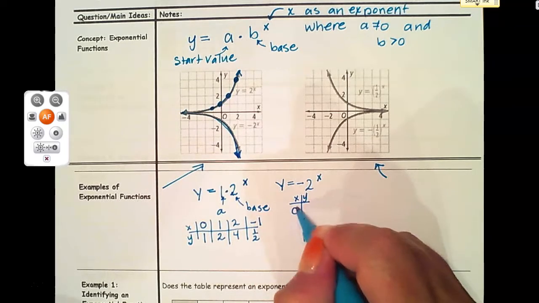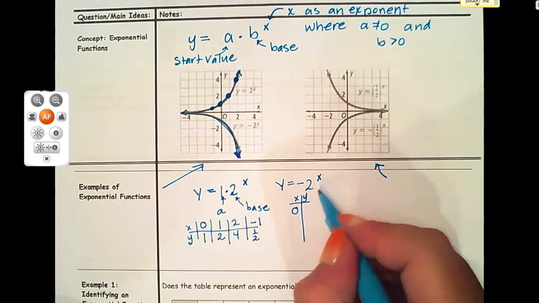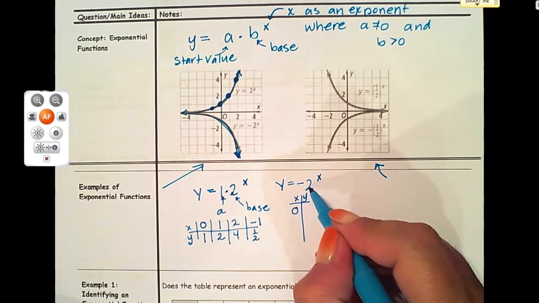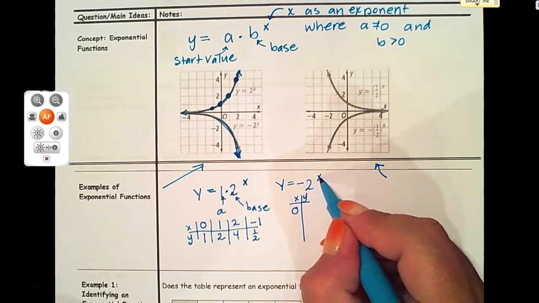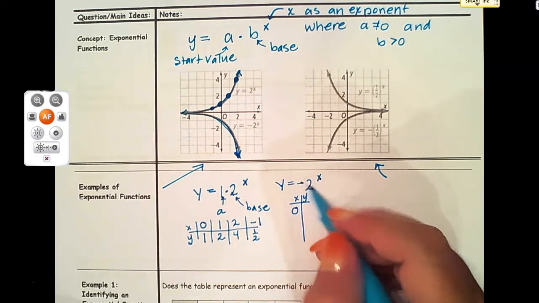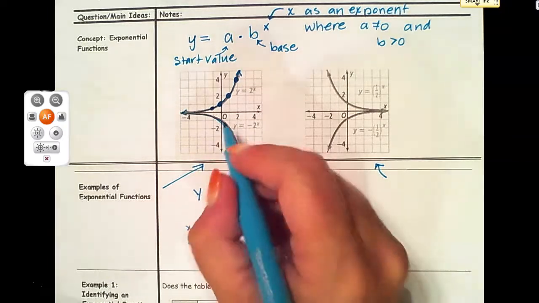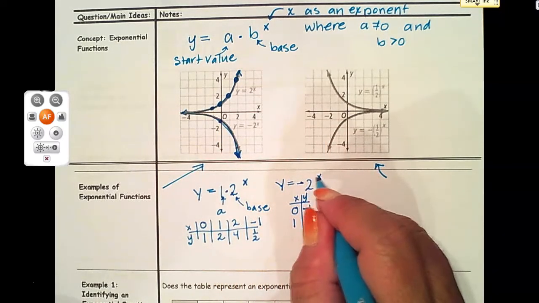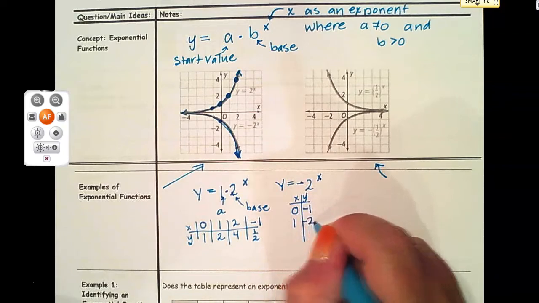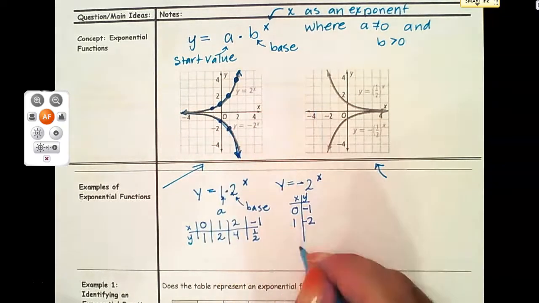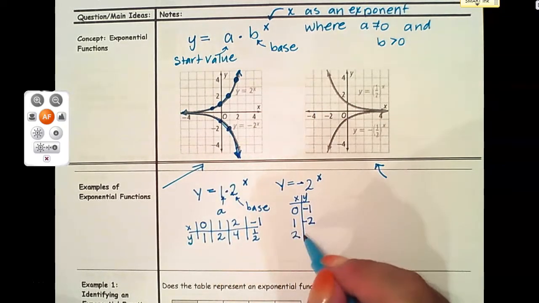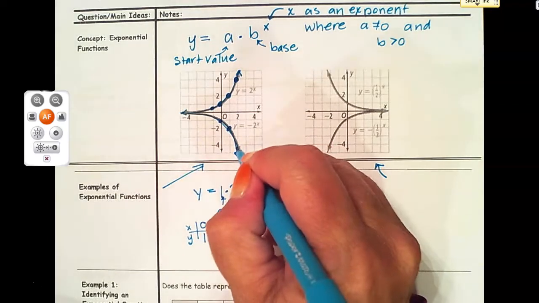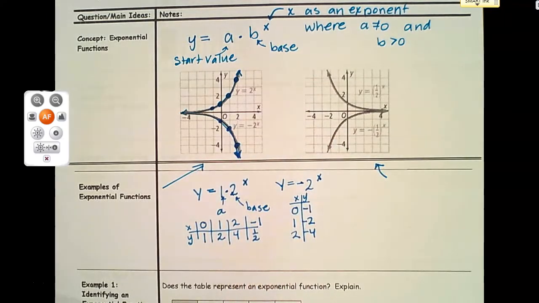If I pick x as 0, I'm going in the order of operations, so I'm going to do exponents first. 2 to the 0 is 1, and then I do my negative sign. So there's 0, negative 1. 2 to the 1 is 2. The opposite of that is negative 2. 2 to the 2 is 4, and then the opposite of that is negative 4. So all of those points are located on our graph.